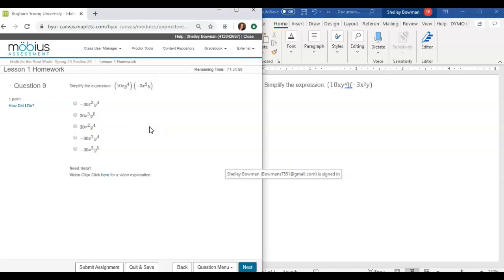This tutorial is for Mobius Lesson 1, homework question number 9. Simplify the expression 10x y to the fourth, all multiplied by negative 3x squared y.